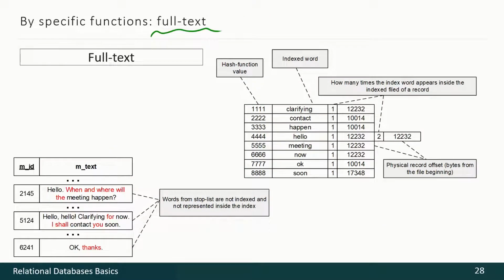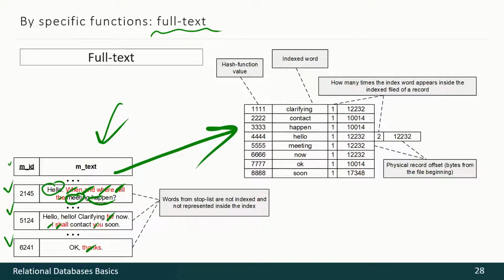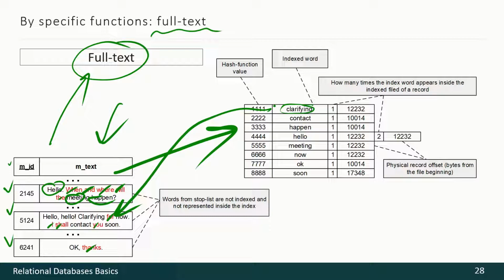Full text indexes help us to search through text. Imagine we have a lot of messages from some messenger here. We shall first eliminate stop words, because those stop words may be in each and every message, for instance, but other words are indexed. And if we want to know, are there any messages containing the word "clarifying"? Okay, here it is, and we may see that here it is. So we can search through text quickly with full text indexes.